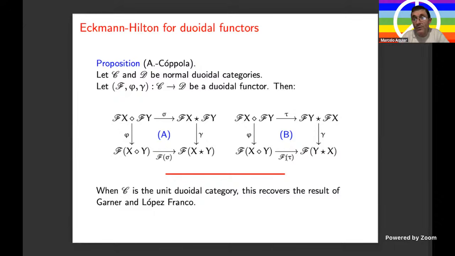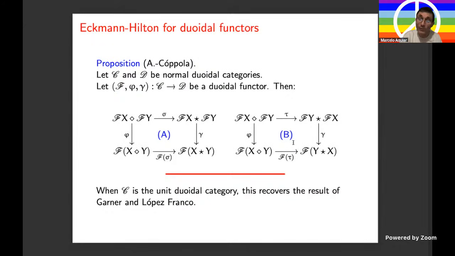If you apply this to the case when C is the trivial duoidal category with one object and one arrow, then sigma in the domain and tau in the domain, everything in the domain is trivial. So these rectangles become triangles, and these are the two triangles that Garner and López-Franco had. Because in that case, a duoidal functor boils down to a duoid.